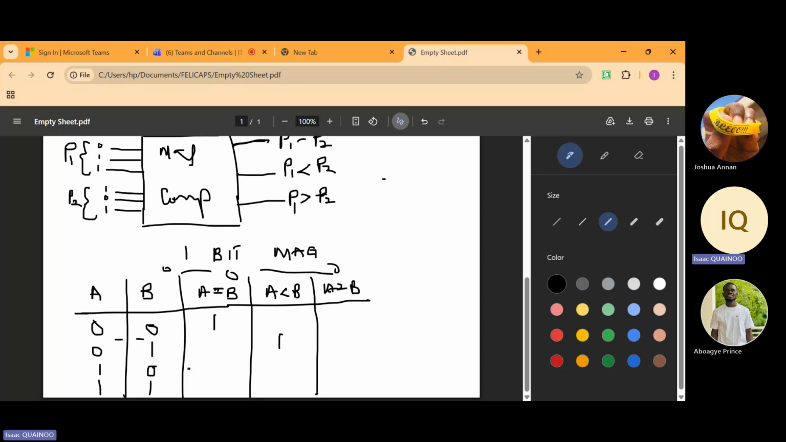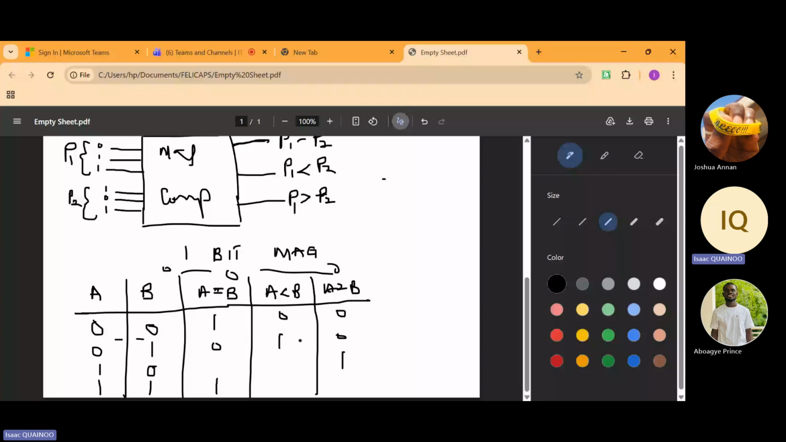Then we come to 1 and 0 and ask ourselves, is 1 greater than 0? Is 1 equal to 0, or is 1 less than 0? 1 is greater than 0, so we put a 1 here. And then we come to the equality and ask ourselves, is 1 equal to 1? Is 1 less than 1, or is 1 greater than 1? 1 is equal to 1. So we put a 1 for equality here, and then everything else will automatically be 0.